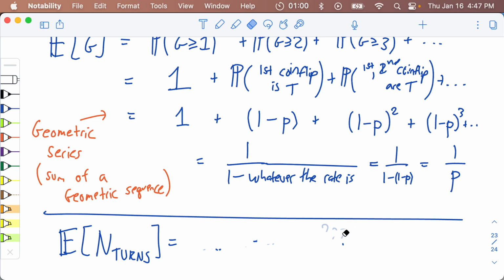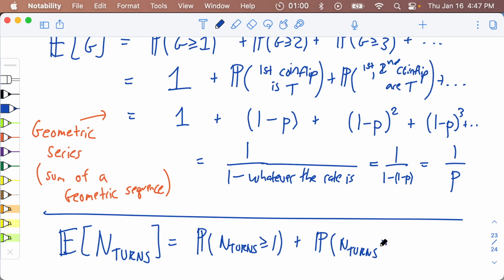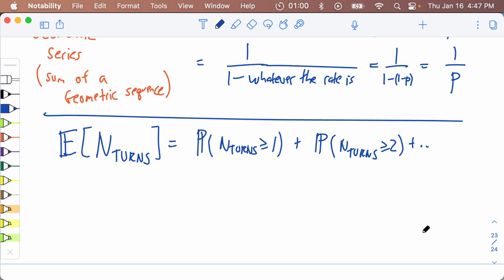So it's the probability that it takes at least 1 turn, greater than or equal to 1, plus the probability it takes at least 2 turns, and so on and so on. And these probabilities are exactly what we did in the warm-up question. They're exactly given by asking, if it's going to take at least 2 turns, then are you at the endpoint at time 2 or not, right?